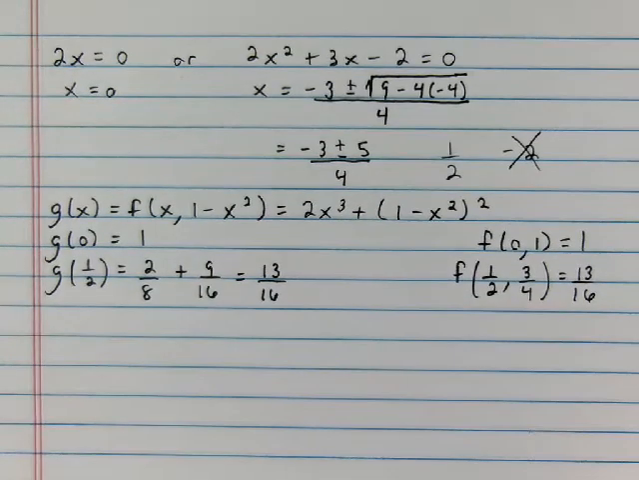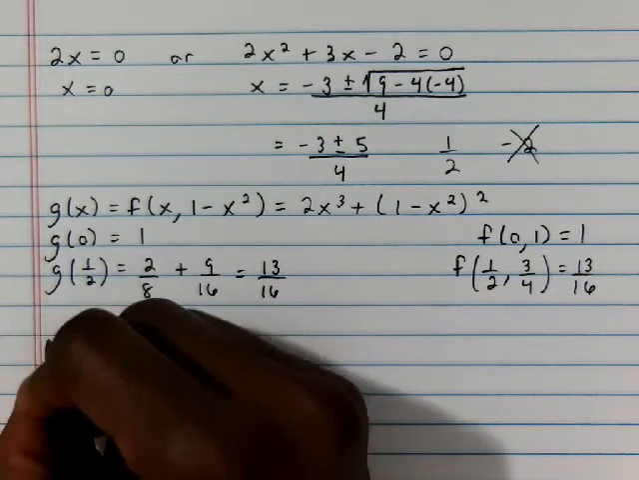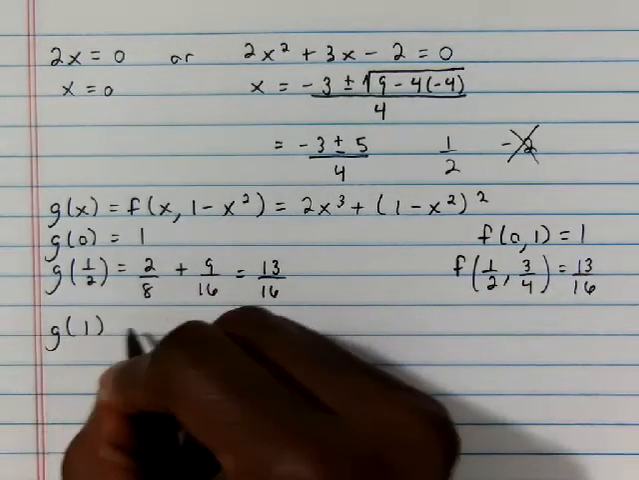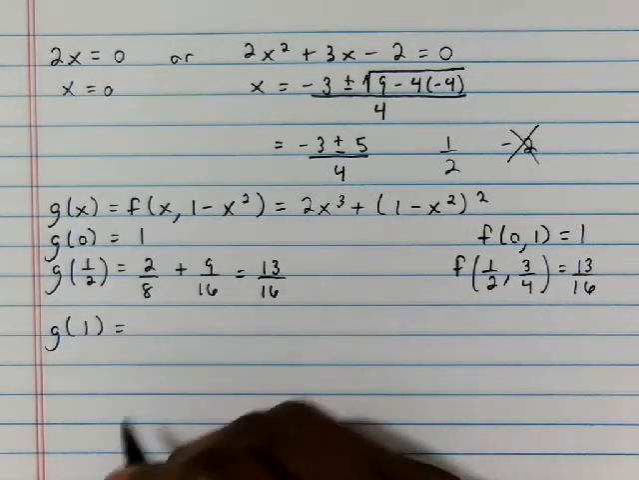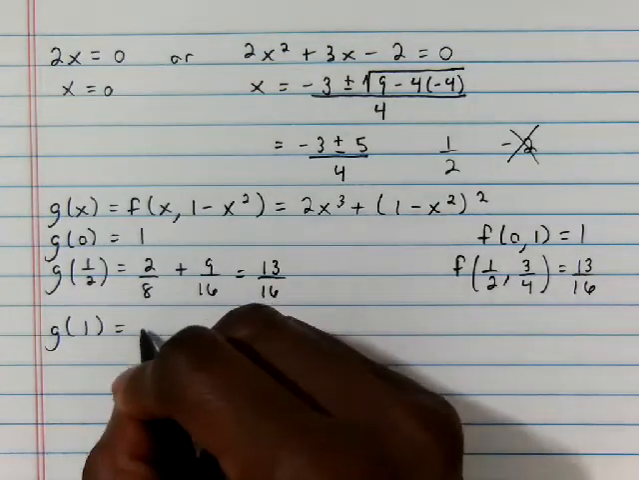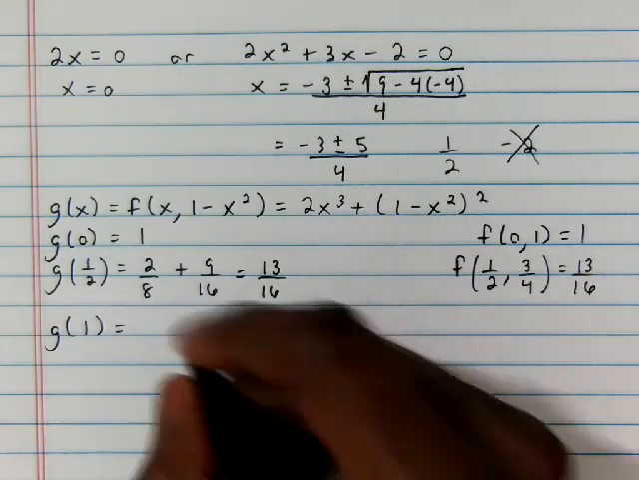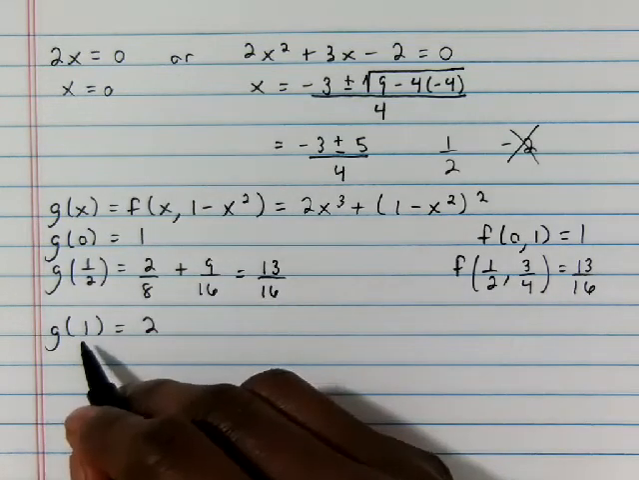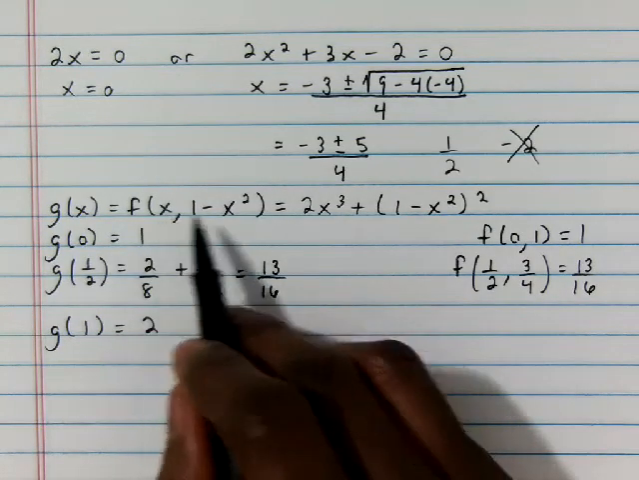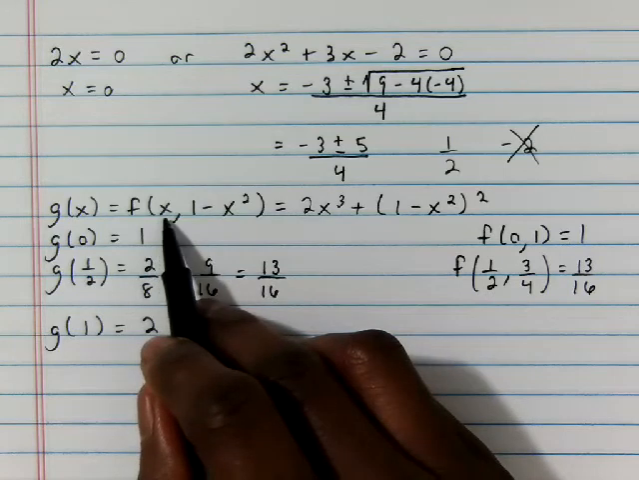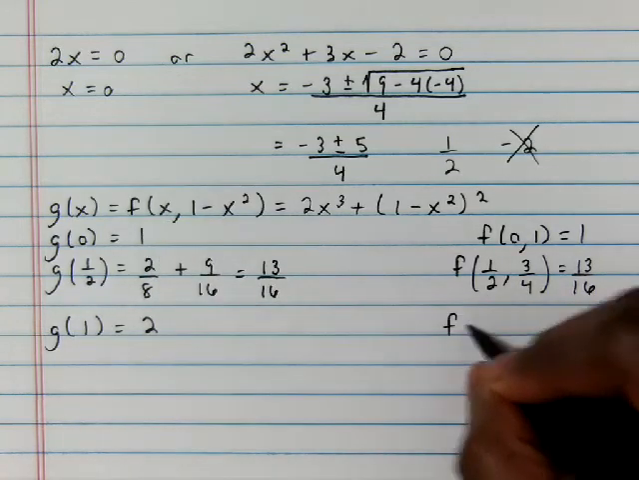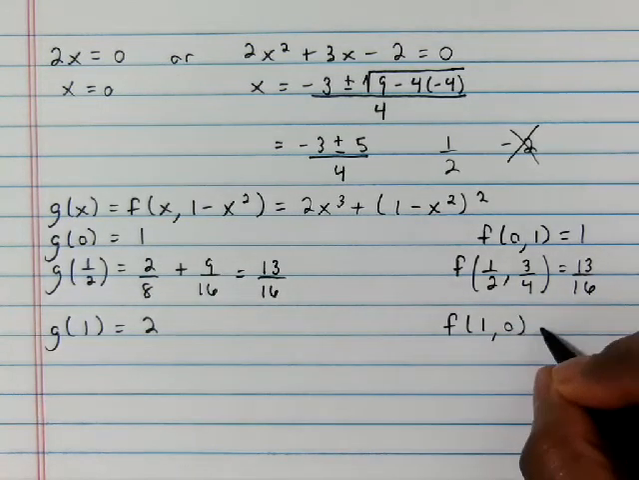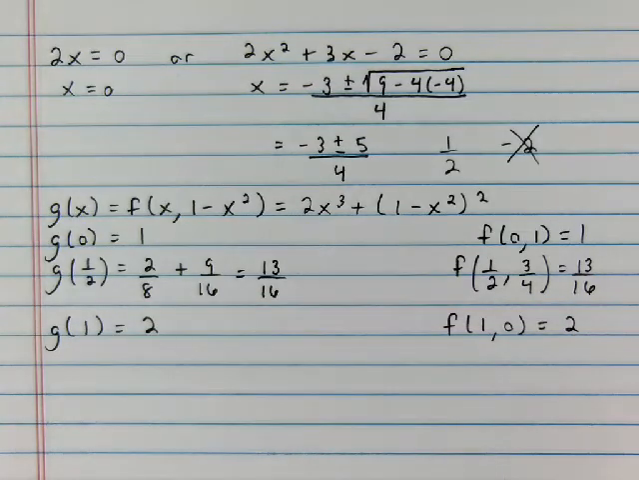So that is g of 1. When we do g of 1, we're going to get 2. And then we're just going to get 0 over there. So we're just going to get 2. And g of 1 is the same as if we put in 1 here and 1 right there. It's the same as f of 1, 0. So f of 1, 0 is 2.